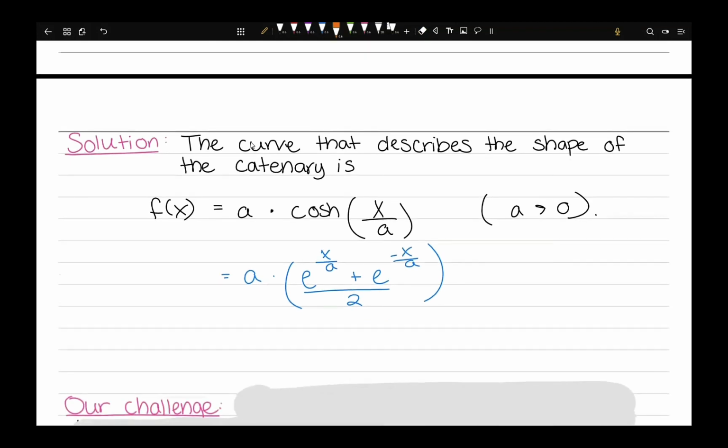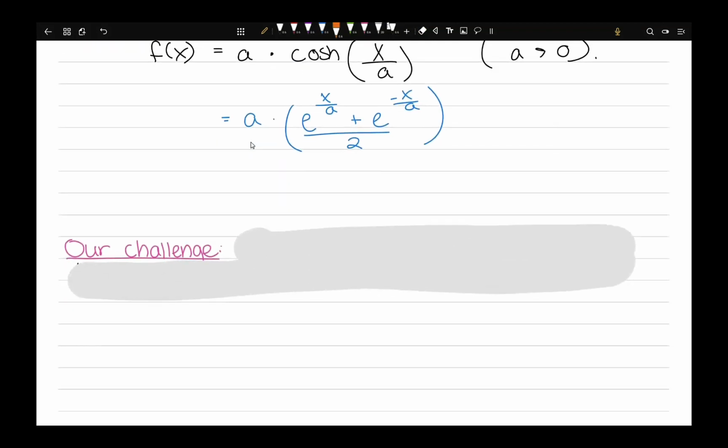Okay, now solving for this shape was a big challenge, and I feel like I'm kind of depriving you of this really cool derivation, but it's a good bit of calculus and kind of out of the scope of what we're doing. So we'll take it as a fact that the catenary takes this shape, and then we have a challenge of our own.